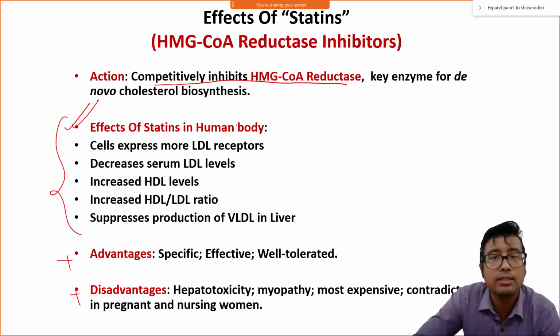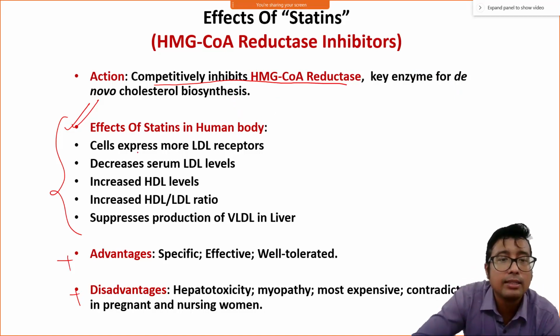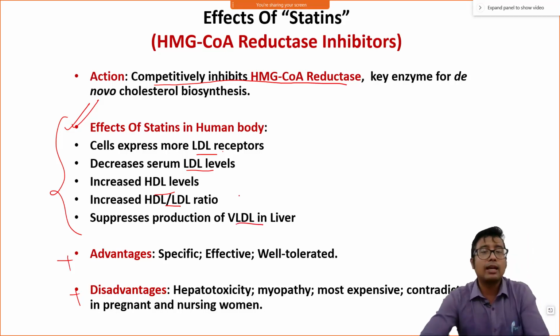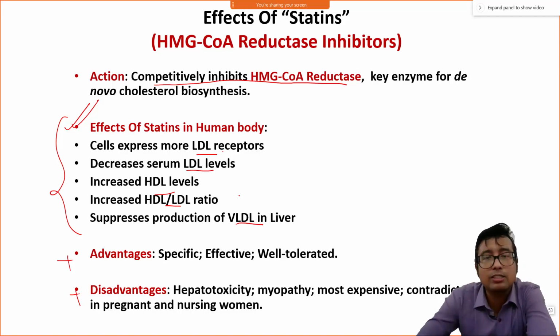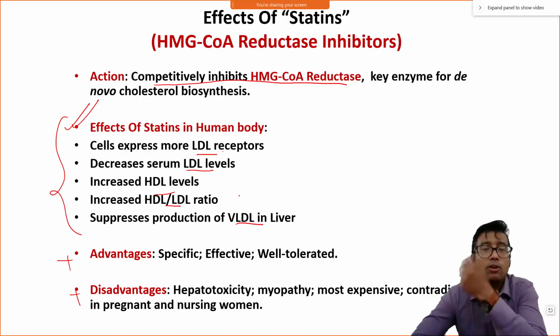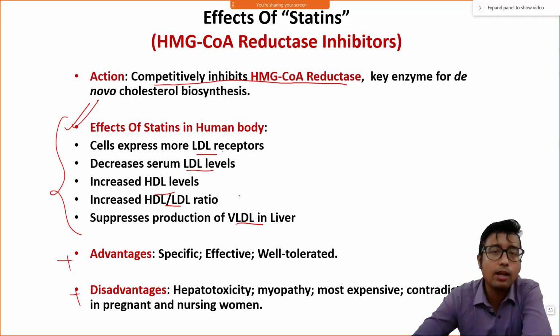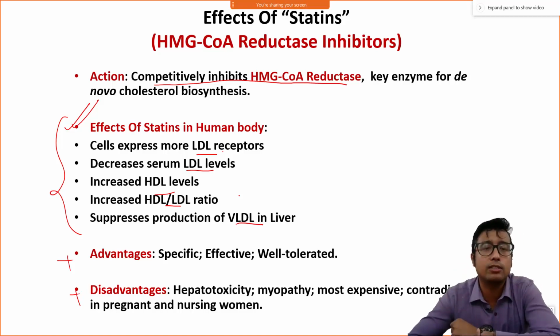And what are the effects? Atorvastatin से क्या होता है? What happens? The cell expresses more LDL receptors, decrease in serum LDL level, increased HDL level, improved HDL to LDL ratio बढ़ जाता है, which is good for the body, and suppresses production of VLDL in liver. Basically what it does, it reduces bad cholesterol and it increases good cholesterol. HDL is good cholesterol, you know na, HDL is good cholesterol. Why HDL is good cholesterol? Tell me.